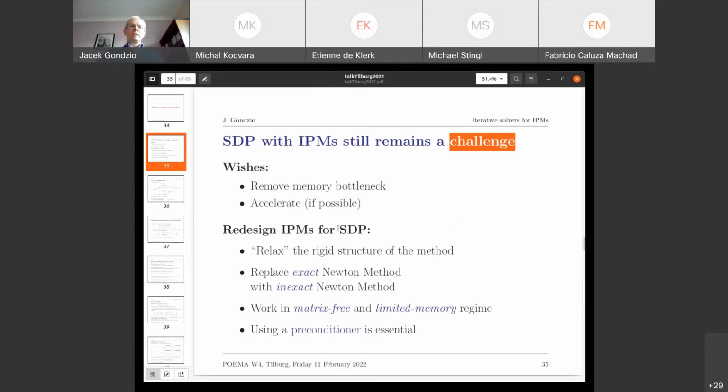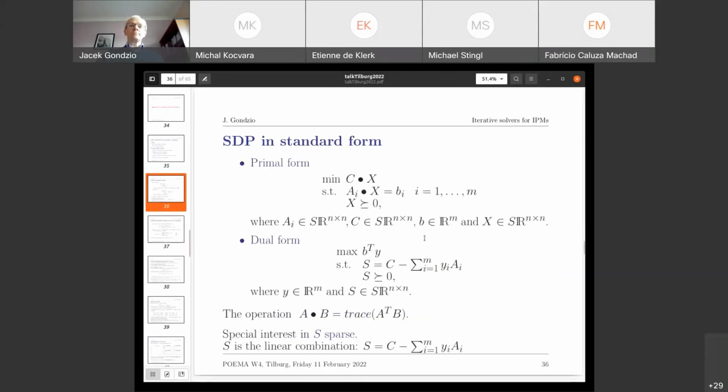I'd like now to look at the general SDP and relax the rigid structure of the method, replace exact Newton with an inexact Newton, try to do it in matrix-free, limited memory regime to avoid the curse of SDP, the curse which means, oh, it requires awful lots of memory. Clearly, the preconditioners will be essential if this ever is to be successful.